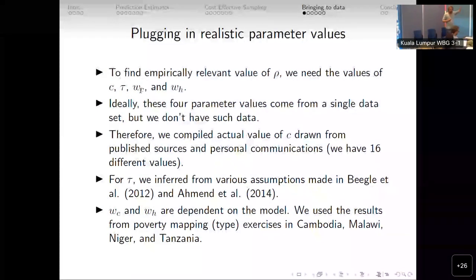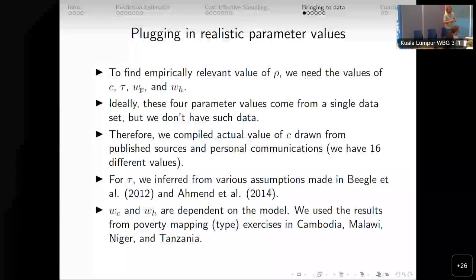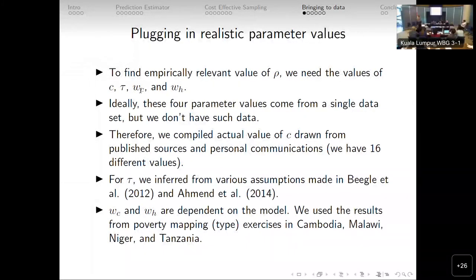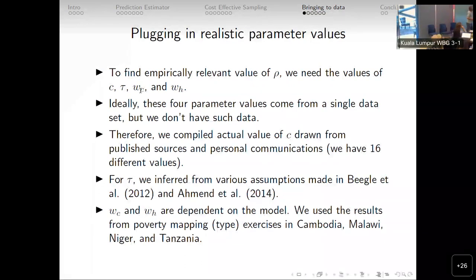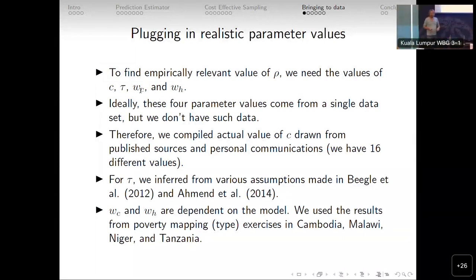We appeal to a whole separate source of information for that. As I told you earlier, we managed to get data from two or three projects that were kind enough to document, in a very detailed manner, how the cost of the survey varied with the sampling design. That data allowed us to calibrate a range of C and a range of tau. Any questions on that? Here are the countries. WC and WH were calibrated using data for Cambodia, Malawi, Niger, and Tanzania.